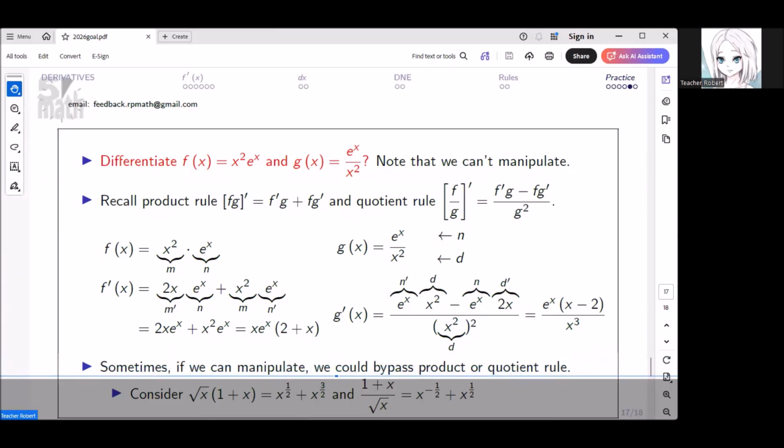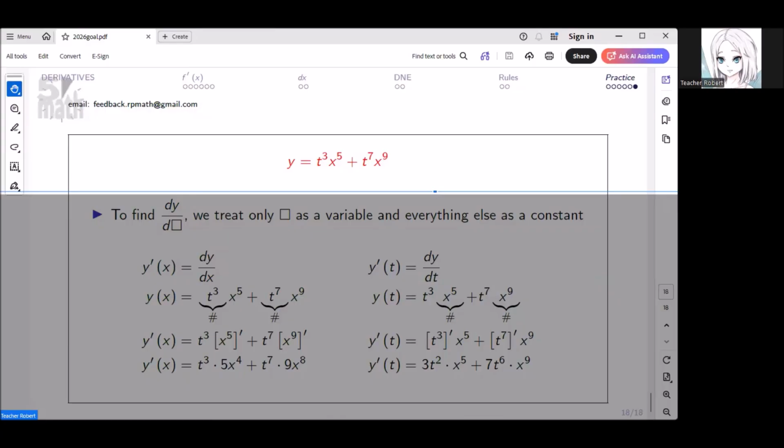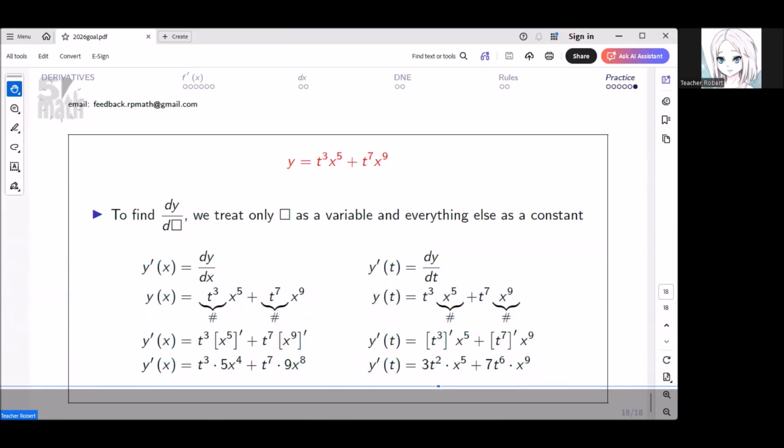Sometimes, if we can manipulate, we can bypass product or quotient rule. Consider this. y = t³x⁵ + t⁷x⁹. To find dy/d-whatever, we treat only whatever as a variable and everything else as a constant. And we have the following.